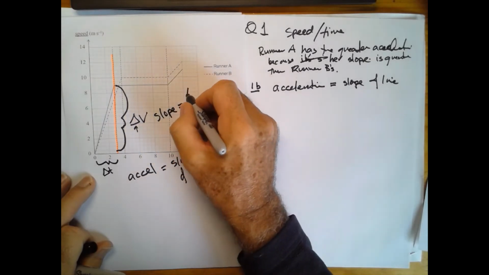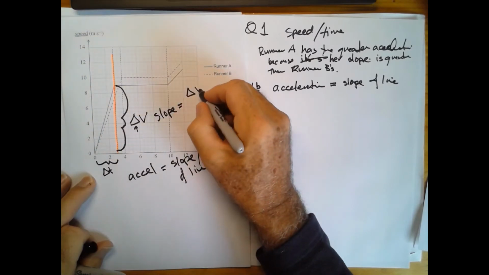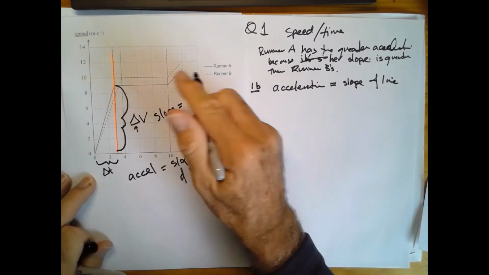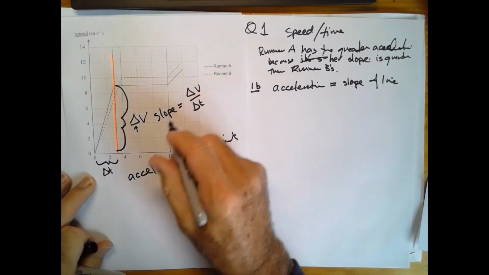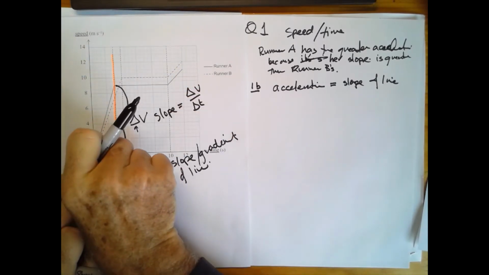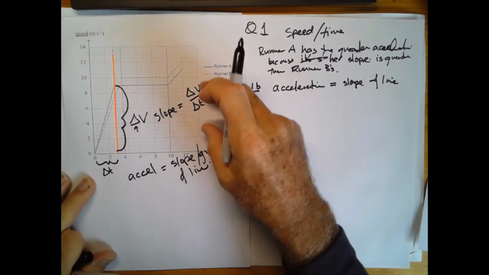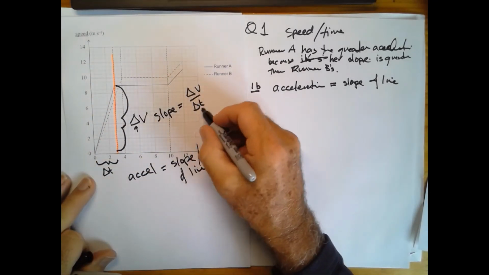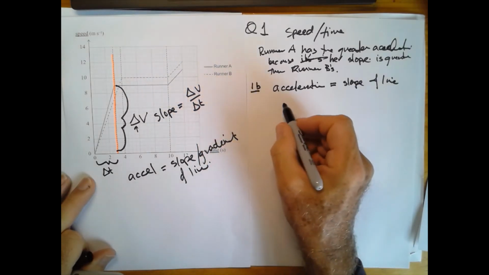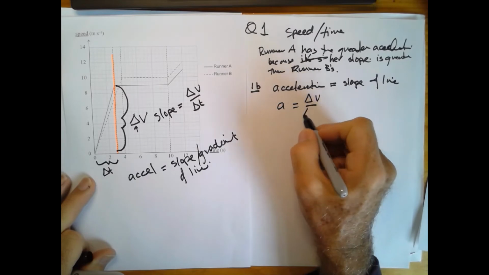The slope equals the change in speed divided by the change in time. The way we calculate slope is the y change over the x change. So we've got a change of velocity, delta v over delta t. So we'll write acceleration is equal to delta v over delta t.